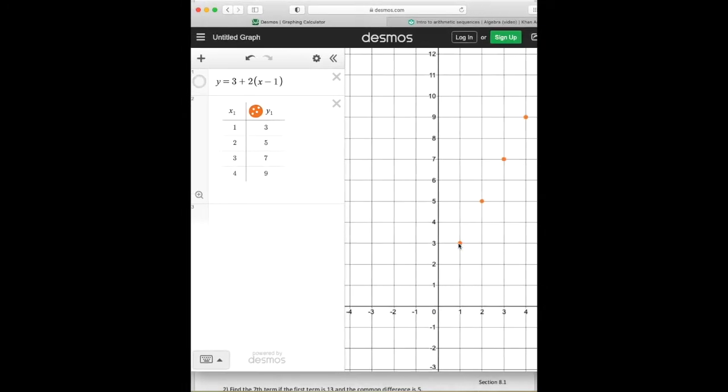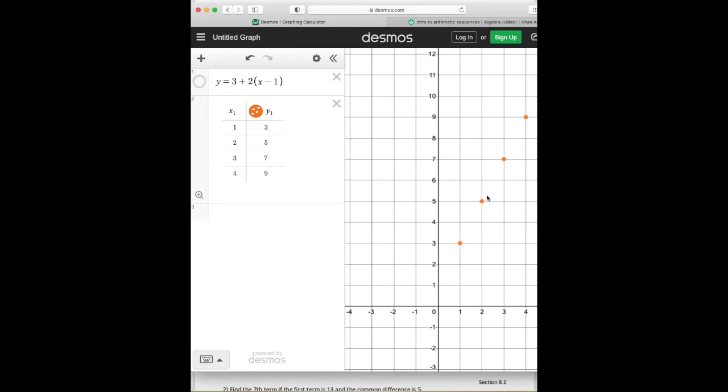Our first value would be 3. When I put a 1 into this, our 1 minus 1 makes 0, 2 times 0 makes 0, plus 3, so our first term would be 3. When I put a 2 into this, 2 minus 1 would be 1, times 2 would be 2, plus 3 makes that 5. So you can see I'm starting here on 3, and then I'm counting up by 2s.